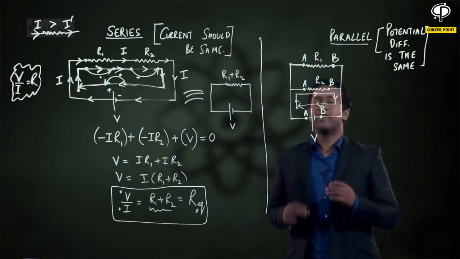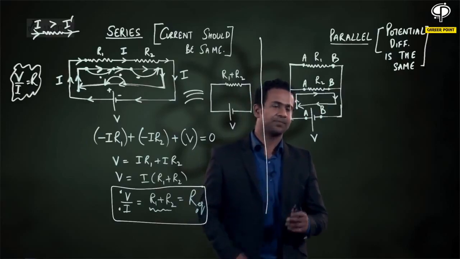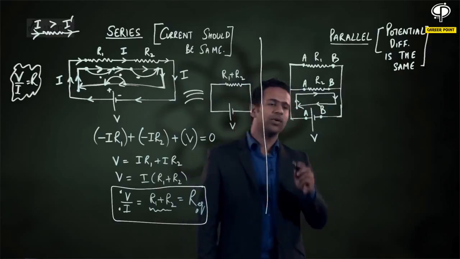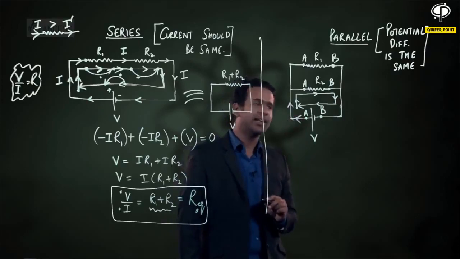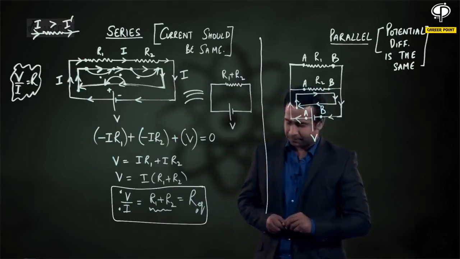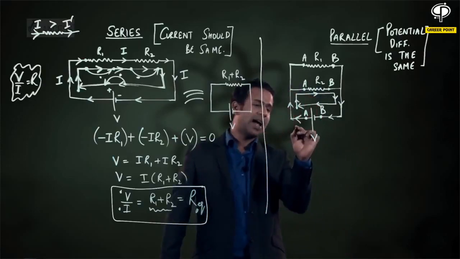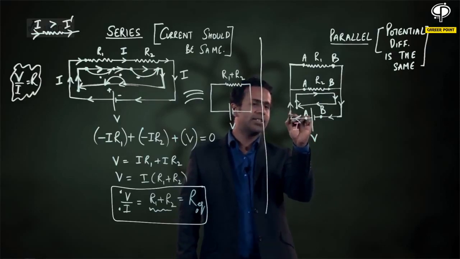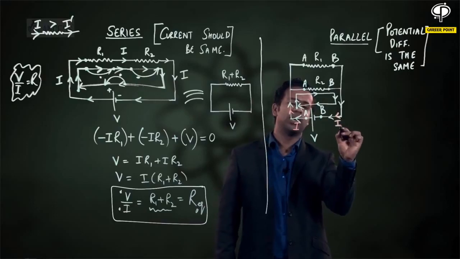Right. But even before that, let's mark the direction of current. To do that, we know that current will leave the positive terminal of the battery and will return to the negative terminal of the battery. So, we could say that I amount of current is leaving the positive terminal and the same amount I will return back.